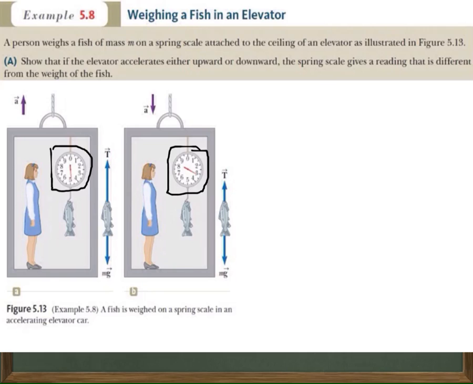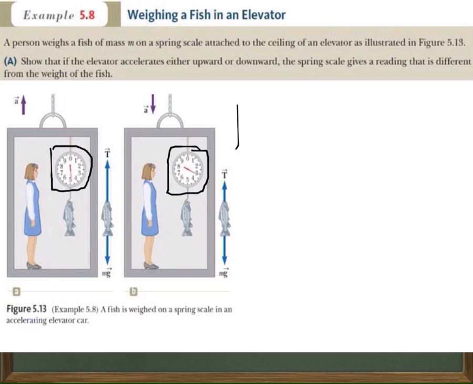Will the fish be larger in weight when it's going up or down? Its weight will be larger when it's going up or down. When it's accelerating, not going with a constant velocity. Initially, when it's accelerating, will the weight be larger or less? Larger. Okay, let's see then. We will calculate it.